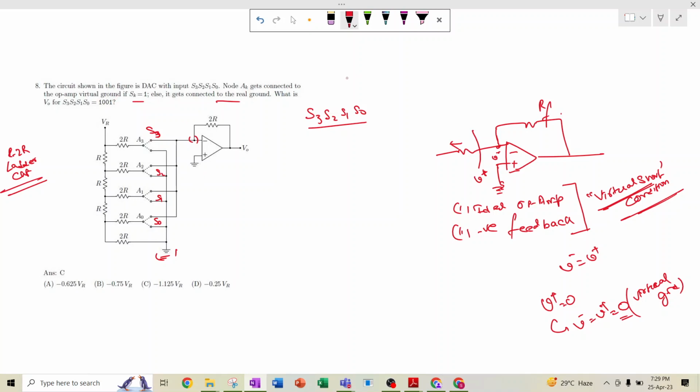It is given in the question that AK is connected to the op-amp virtual ground, that means this terminal, if Sk equals 1, else it is connected to real ground. What is the output VO if S3, S2, S1, S0 is 1001?